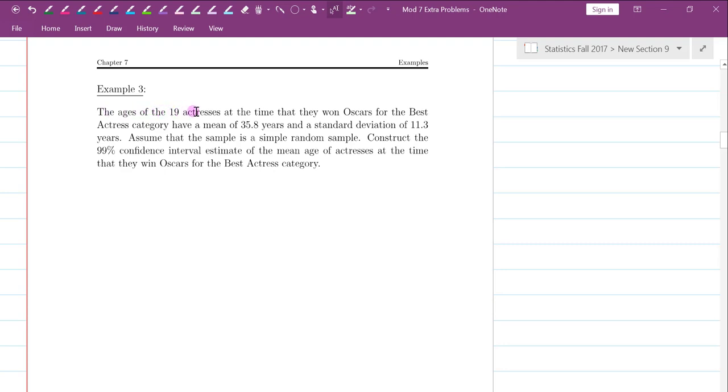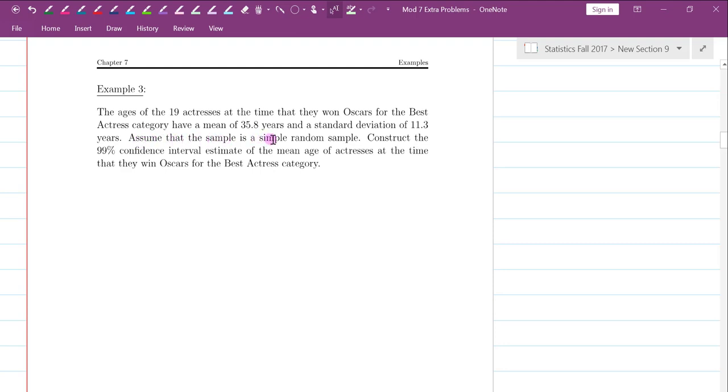Okay, the ages of 19 actresses at the time that they won Oscars for Best Actress categories have a mean of 35.8, so that's ages, and a standard deviation of 11.3 years. How did we get the standard deviation? We got the standard deviation by calculating it off of the 19 actresses. This tells you this is not a population standard deviation. This is a sample standard deviation.